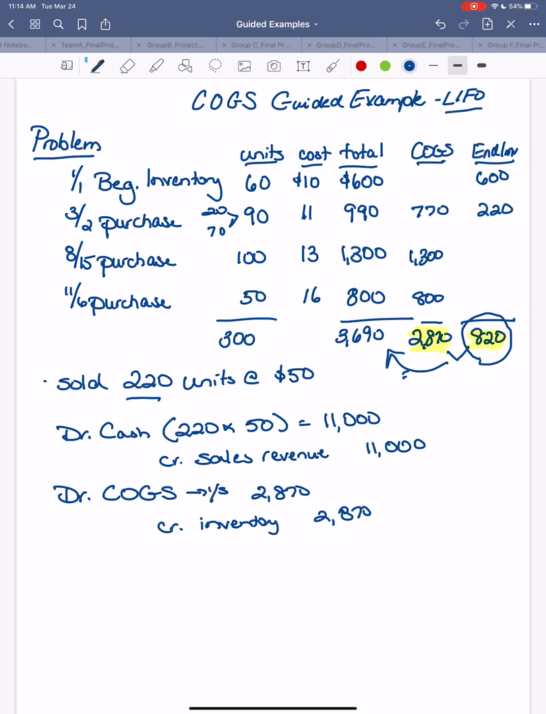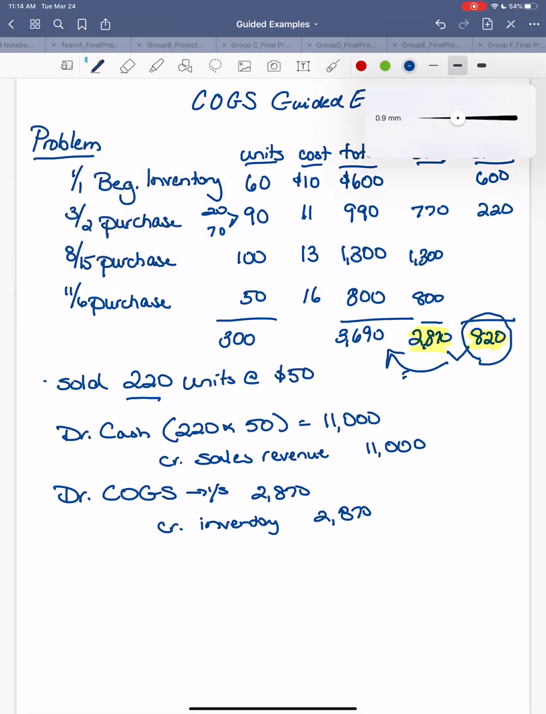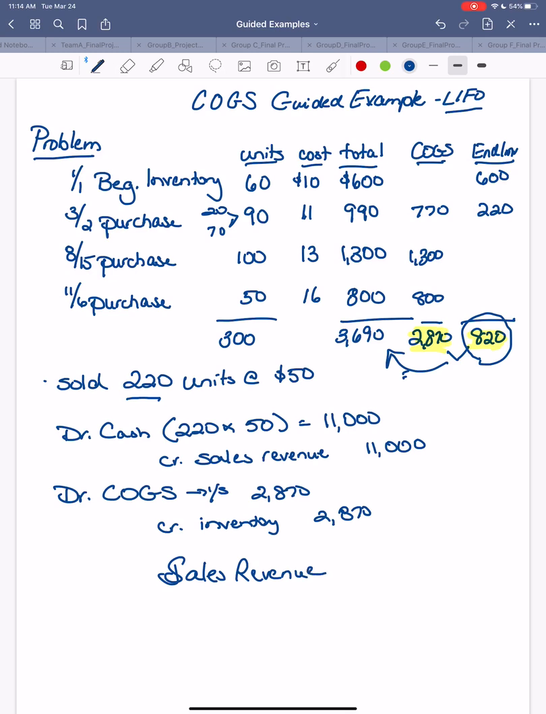Now, if I look at gross profit, I'm going to take the sales revenue. My stylus is working weird. Sales revenue, 11,000, less the cost of goods sold, right? What it cost us. And the difference between those two is 8,130 of gross profit.